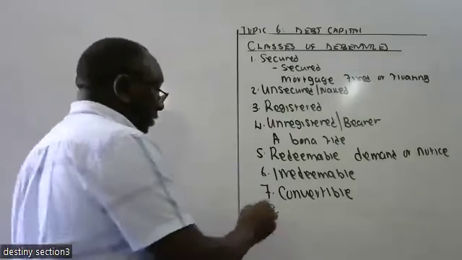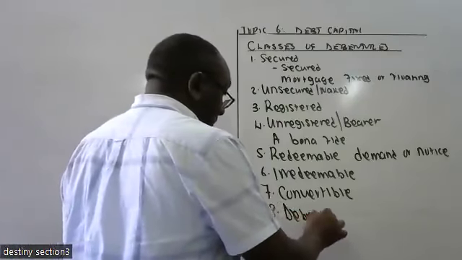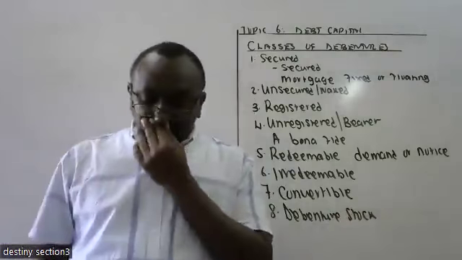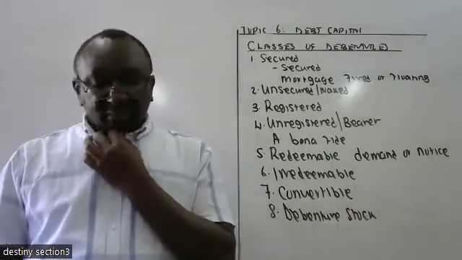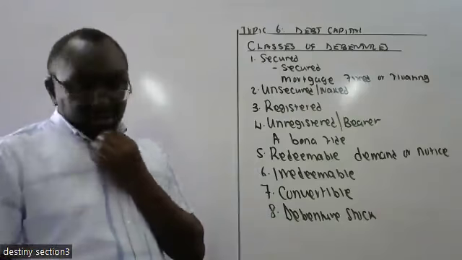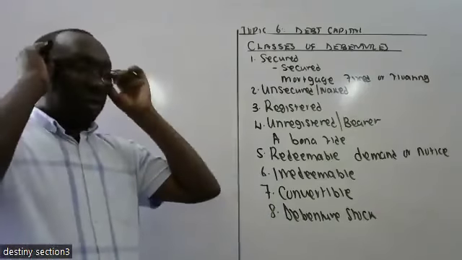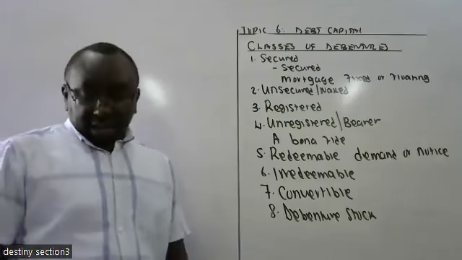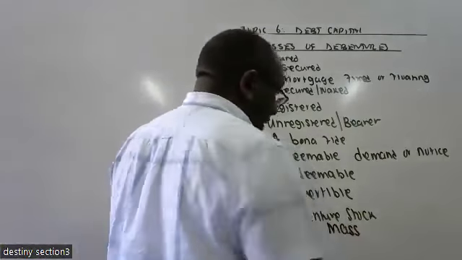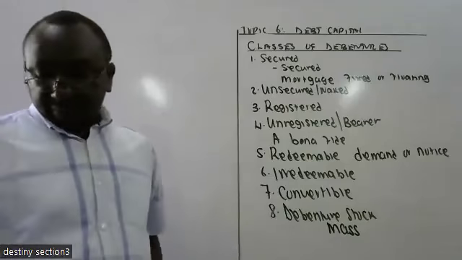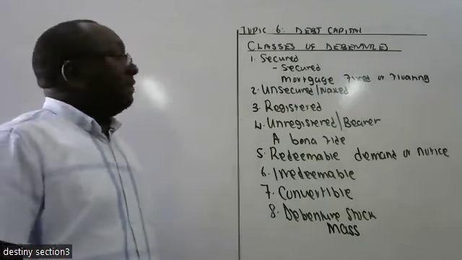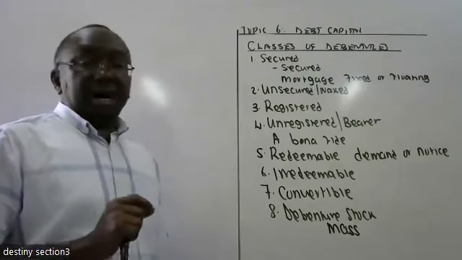Number 8 is debenture stock. Write that this refers to borrowed capital that has been consolidated into one mass. So those are the various categorizations that we have when we are talking about debentures.